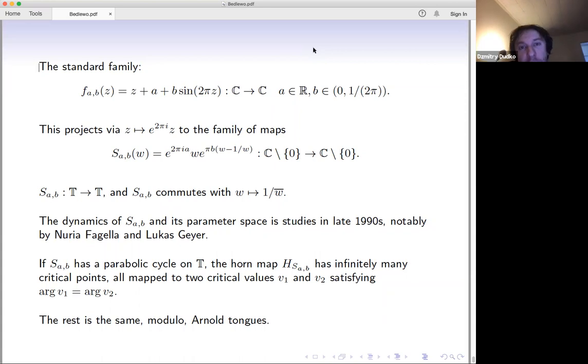Any chance for an example for maps with Bruno numbers, or would you expect that Bruno numbers always have an uncountable centralizer? Yeah, so the Bruno numbers always have full centralizer because, if I understand the question correctly, when you have a Bruno rotation number, the map is conjugate to a linear map, and this linear map commutes with all the other linear maps.